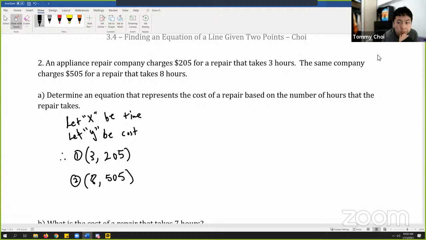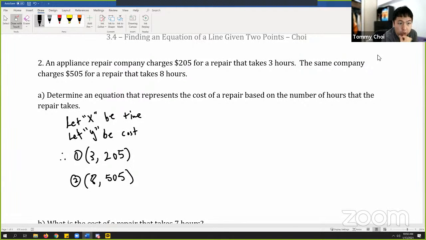The reason why you can't divide them to get the unit rate is because you don't know what the initial cost is. Do you even know that there was an initial cost? You don't, right? It's the same company. We're just looking at two different charges. But the issue here is that you don't know whether or not it has an initial value. So when it tells you that it charges $205 for a repair that takes 3 hours, it's telling you the coordinates of the points. 3, 205.